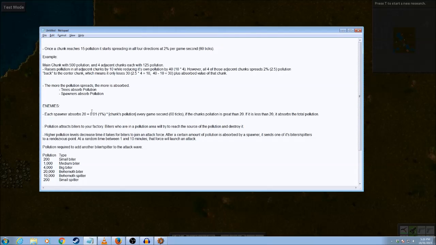So we got that. We have a little note here. The more pollution spreads, the more is absorbed, right? So that kind of makes sense. Trees absorb it, spawners absorb it. I already went over that. Enemies, okay.